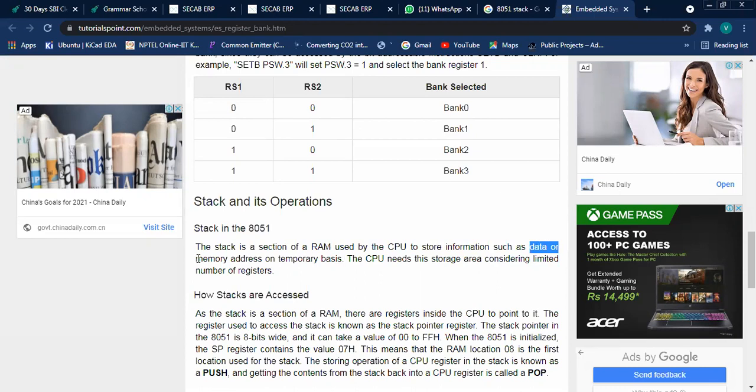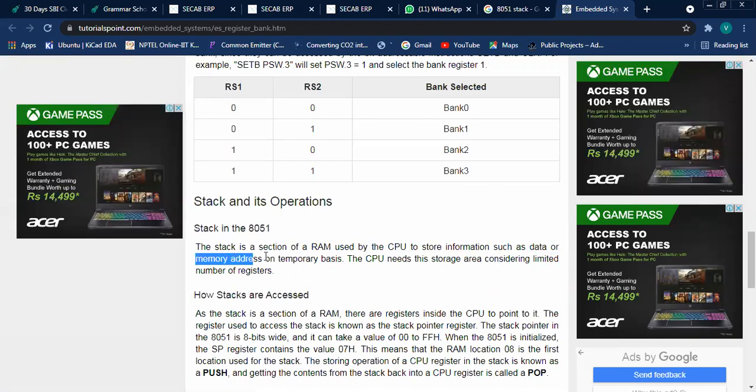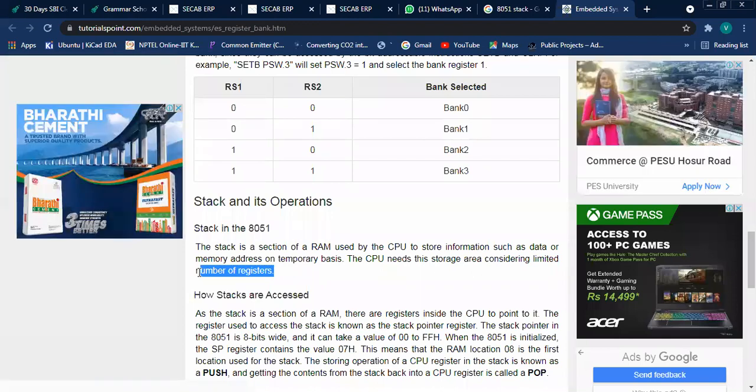It can store data, or it can also store other memory addresses on a temporary basis. One more important thing is that we have a very limited number of registers. Registers are used for storing the data and the address for a temporary purpose. We have only 8 registers.